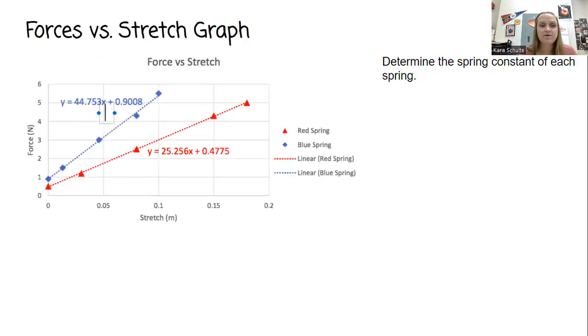So here we've got data from our lab. Let's say we did a red spring and a blue spring. These are different springs than the actual lab that you guys did. And we're going to use this to determine our spring constant for each one.